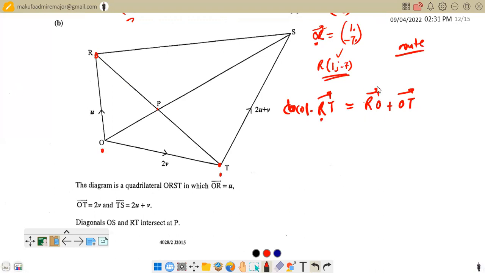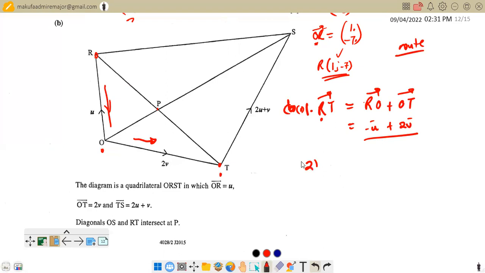This is where now you have to apply the signs, that is from R to O. What are you doing? You are opposing the direction. You are going this direction, but the vector originally was pointing at R, so you're going to put a negative on that one. So it's going to be negative vector U plus OT. From O to T, we are maintaining the direction of the arrow that we already have. So it is going to maintain the 2V as it is. Okay, so that is our vector RT. So you can even leave it like that, or you can write it as 2V minus U, it's fine.